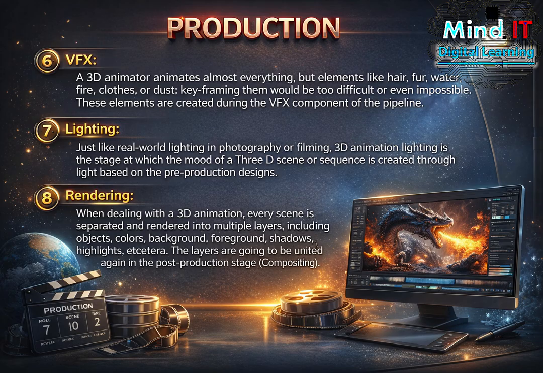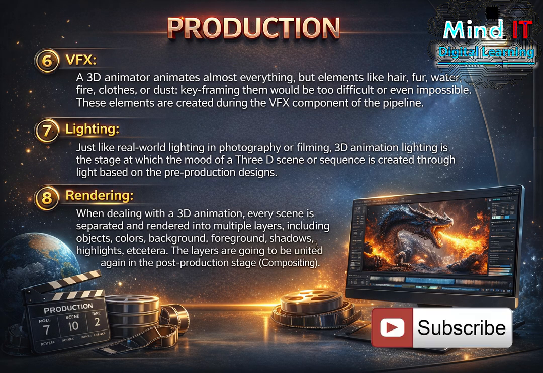Lighting. Just like real-world lighting in photography or filming, 3D animation lighting is the stage at which the mood of a 3D scene or sequence is created through light based on the pre-production designs. Rendering. When dealing with a 3D animation, every scene is separated and rendered into multiple layers, including objects, colors, background, foreground, shadows, highlights, etc. The layers are going to be united again in the post-production stage.